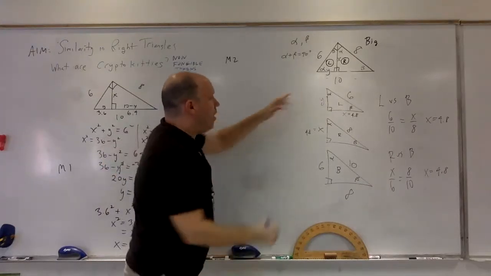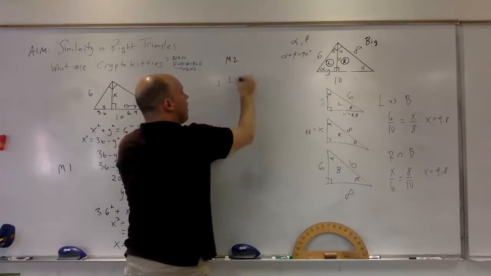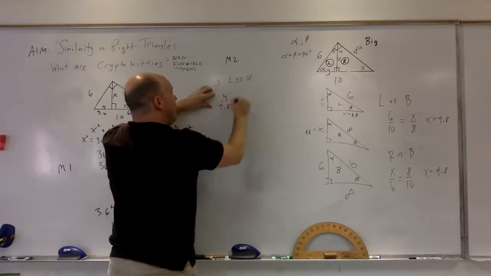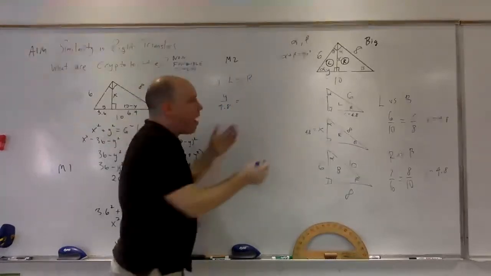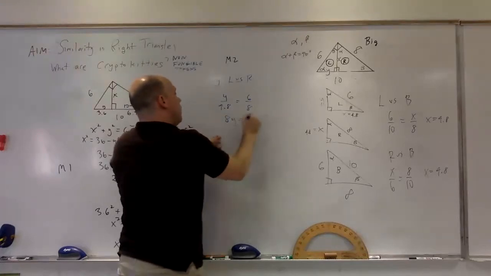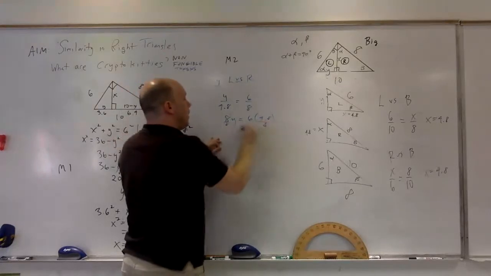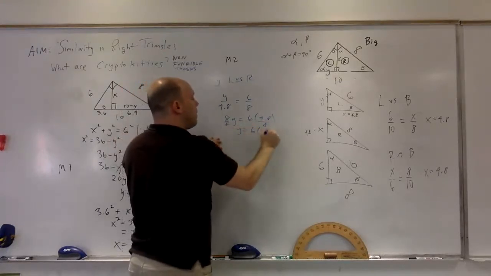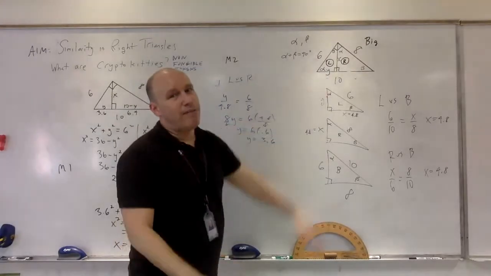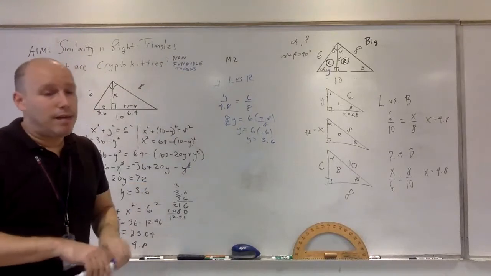Let's compare, for y, the left versus the right. So I have y over 4.8 is equal to, let's compare the hypotenuses, 6 over 8. Nice. 8y equals 6 times 4.8. If I divide both sides by 8, I have y equals 6 times 0.6, y equals 3.6, and then by subtraction I have the other side if I want it. And that's the idea.